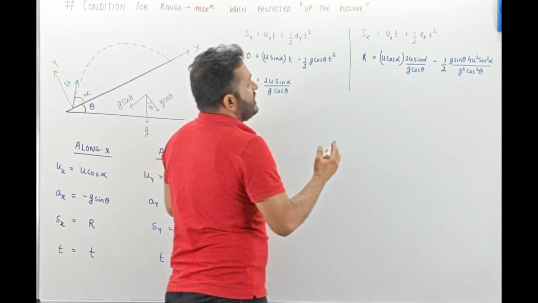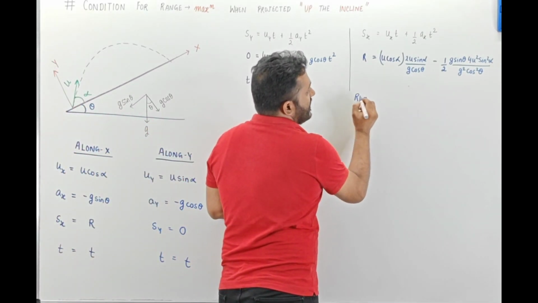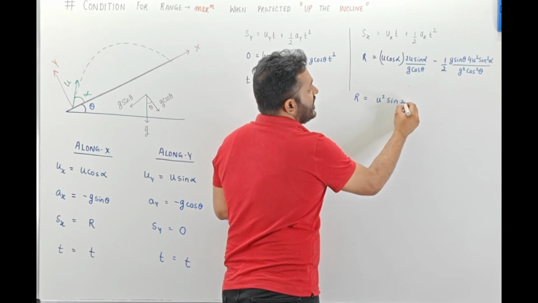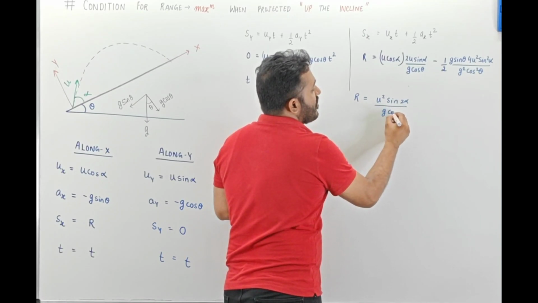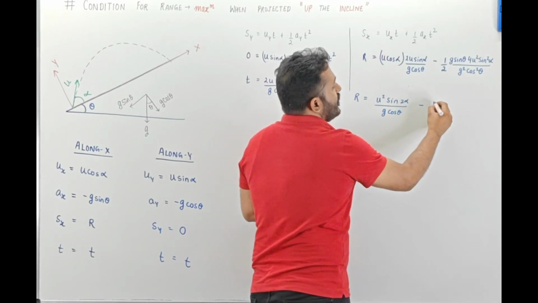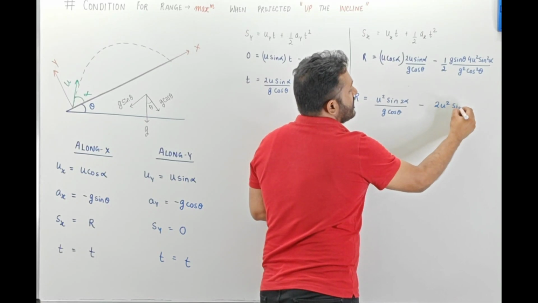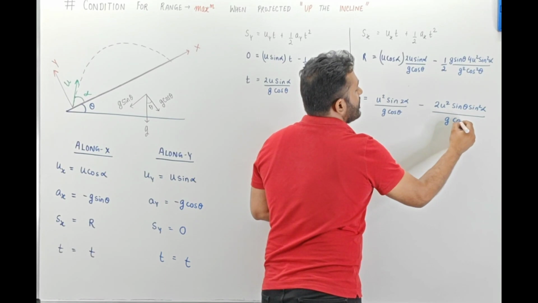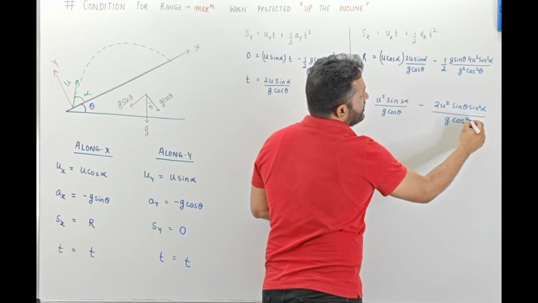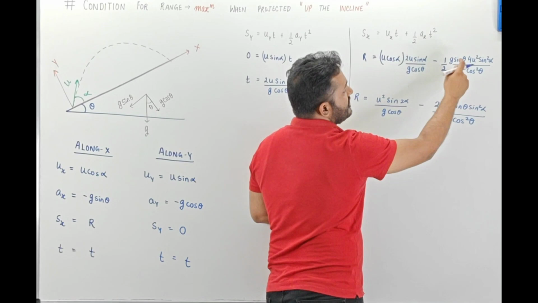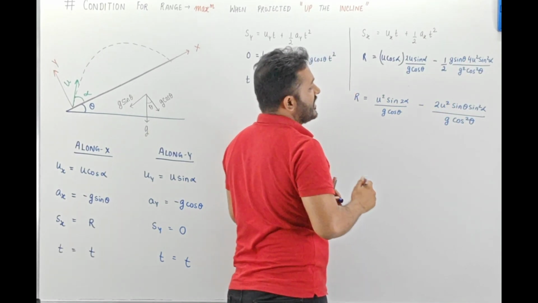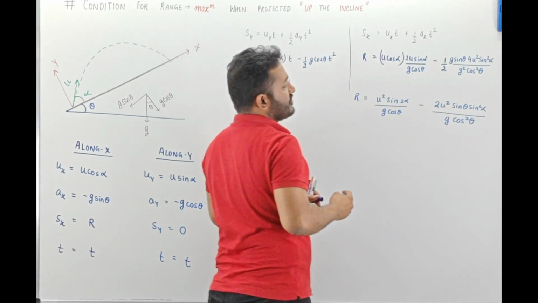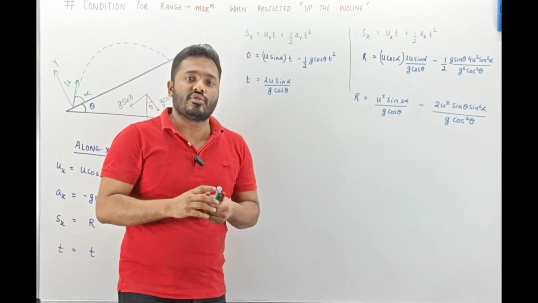Now if we rewrite this expression, then we can write it as R equals u square sine 2 alpha by g cos theta minus 2u square sine theta sine square alpha by g cos square theta. So we obtain something like this, g and g will cancel, and then we will be left with cos square theta. So we get 2u square sine theta sine square alpha by g cos square theta. So this is the formula for range which we obtain.